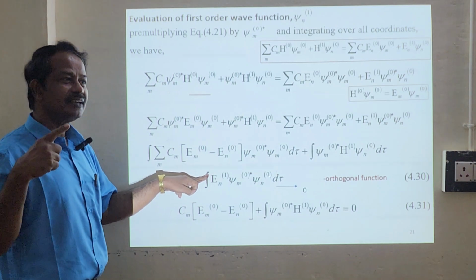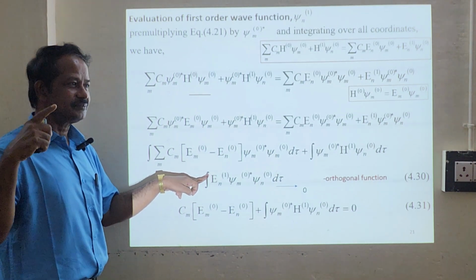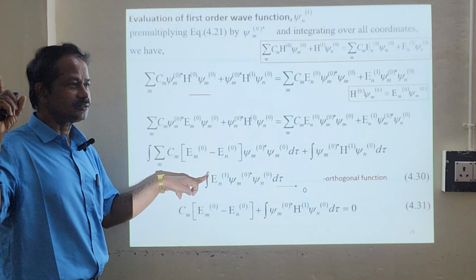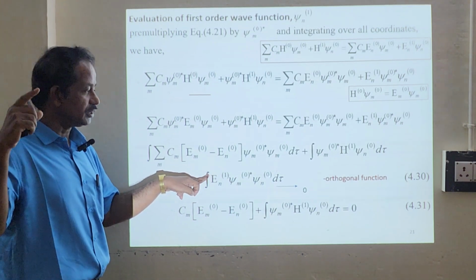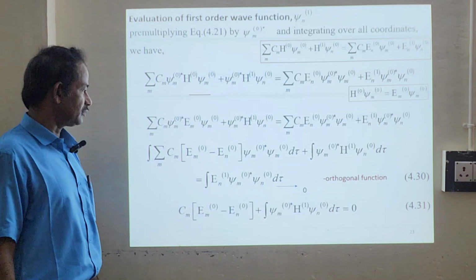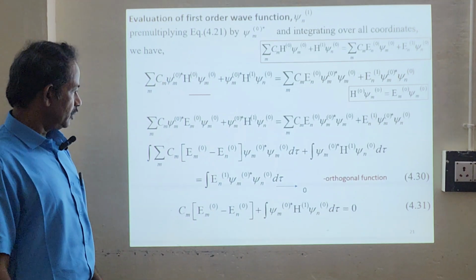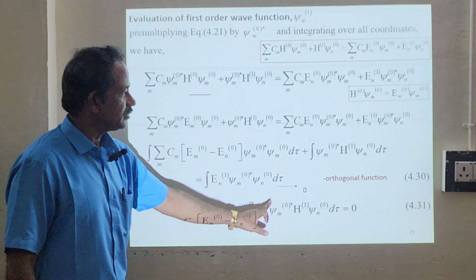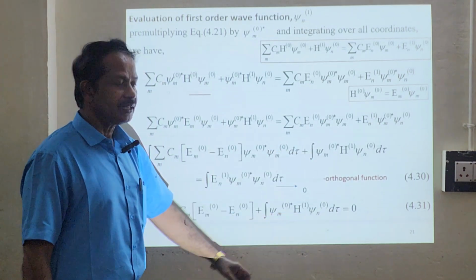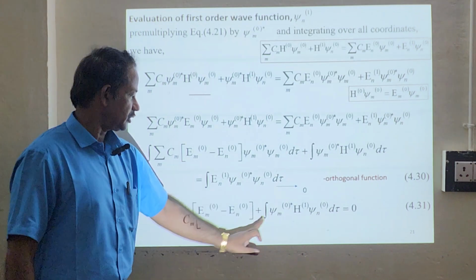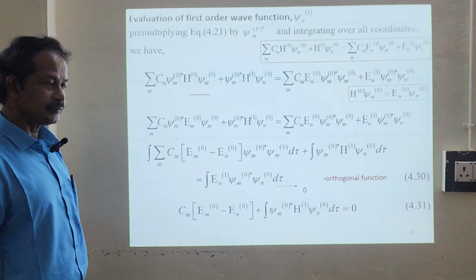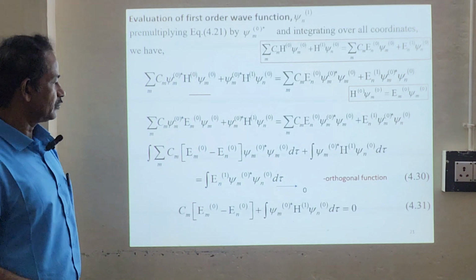We'll have to use again the Kronecker delta function. When n equals m, the answer is 1; when n is not equal to m, it is 0. So this term will not appear, so this will become 0. We have this term plus the second term on the left hand side. Okay, these two terms. Any doubt?